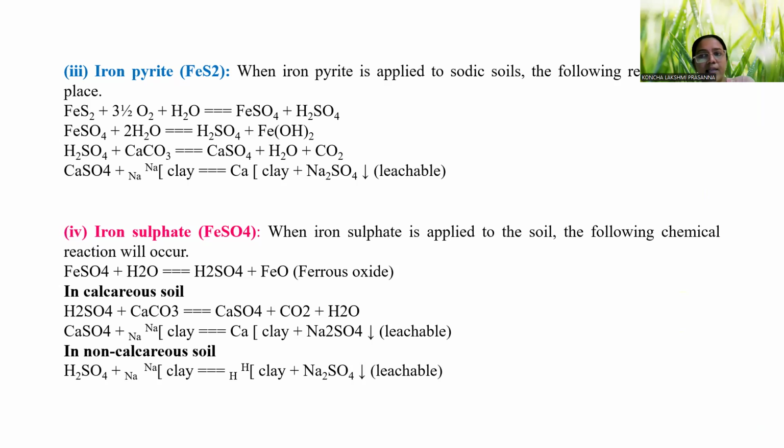In the non-calcareous soils, where there is no calcium carbonate, the sulfuric acid which is formed here combines with the sodic soil. So here the sodium is replaced by the hydrogen and forms a sodium sulfate, which is leached down, thereby decreasing the sodium content on the exchange complex, which is causing the favorable conditions for the plant growth. This is regarding the chemical amelioration of the alkali soils or the sodic soils.